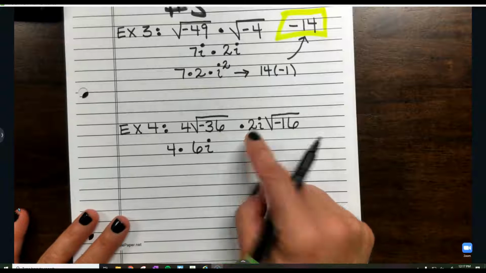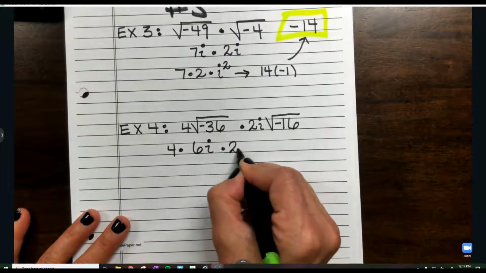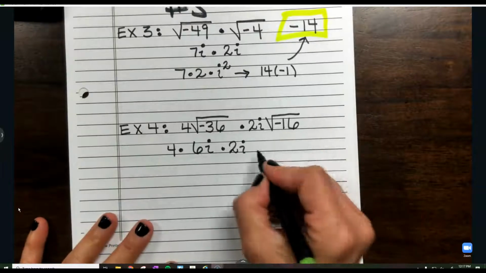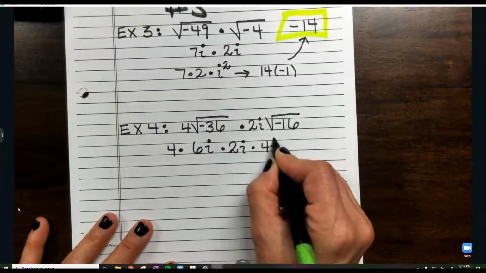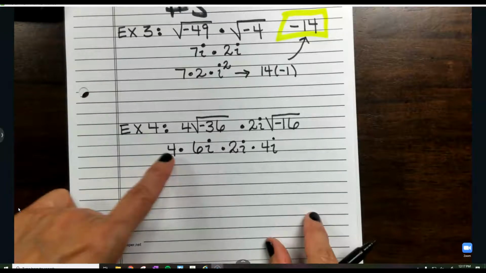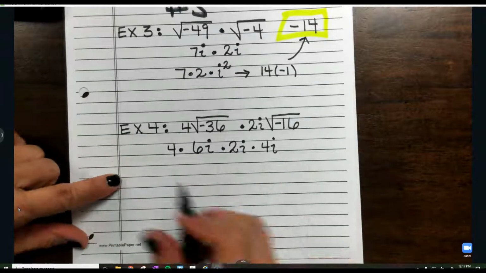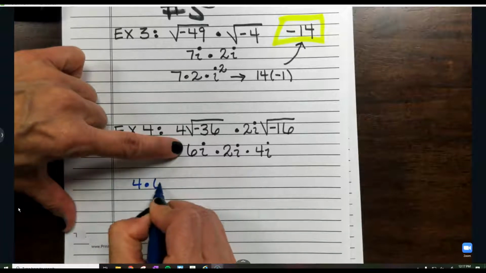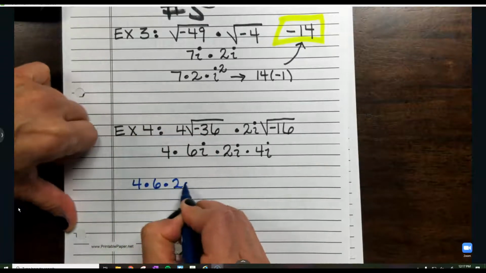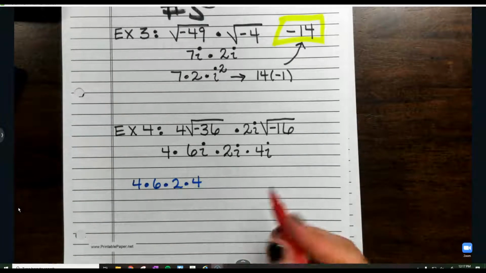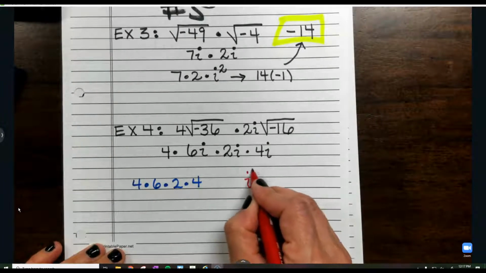Recopy the times 2i. And then what is the root of negative 16? 4i. And then from here, y'all, I'm rewriting it by category. So I'm putting all my reals together. So it's going to be 4 times 6 times 2 times 4. And then how many i's are there? 3. Yeah, there's 3 i's.